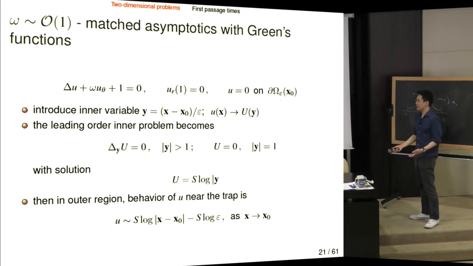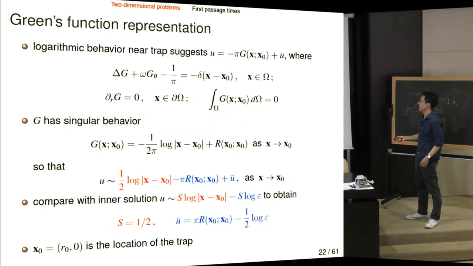So this is matched asymptotics with Green's functions. In the inner variables, we make this change, so this is near the target. In the inner region, we have Laplace's equation to leading order outside the unit disk. The solution is a log, in which case, from the outer region, U looks like a Green's function with this U bar. So this integral condition fixes the G uniquely, and it makes this U bar the global mean first fastest time.